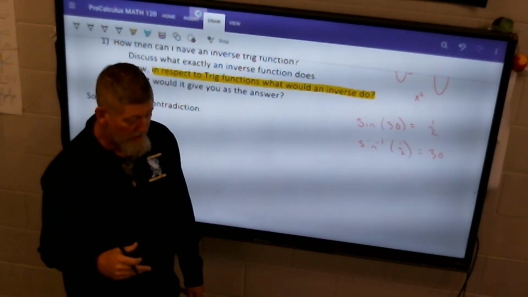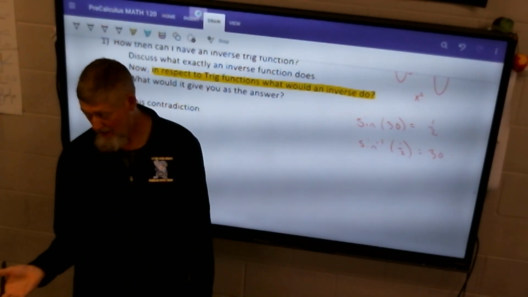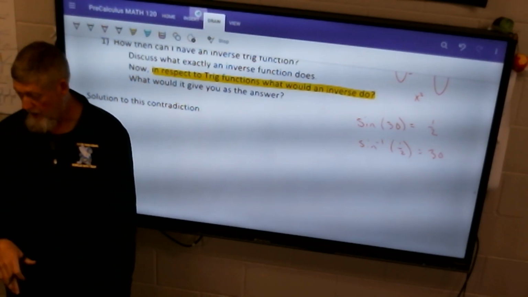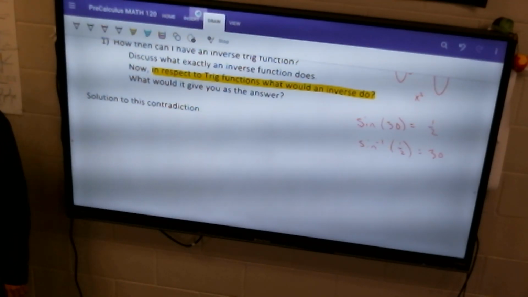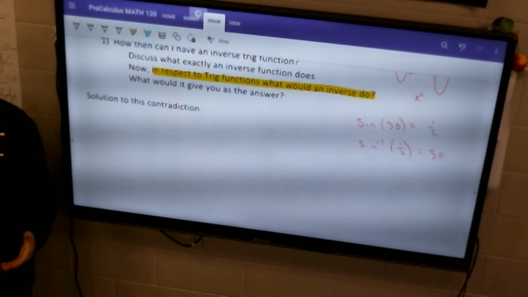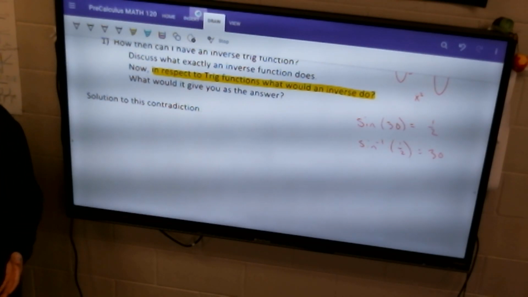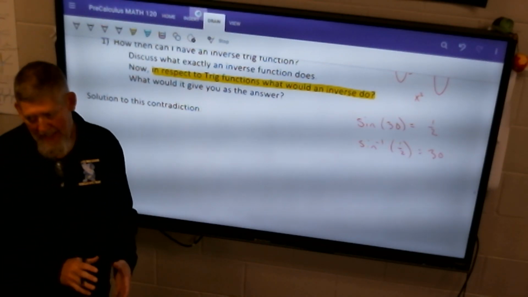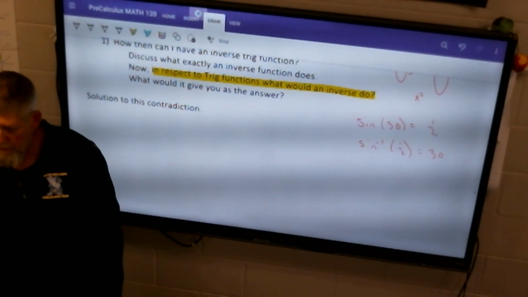But the problem is, it could also give me 150. It could also give me 390. It could also give me 510. All of those angles have a sine of 1/2. We have an infinite number of possibilities. So how do I then say, I'm only going to go back to one of them?